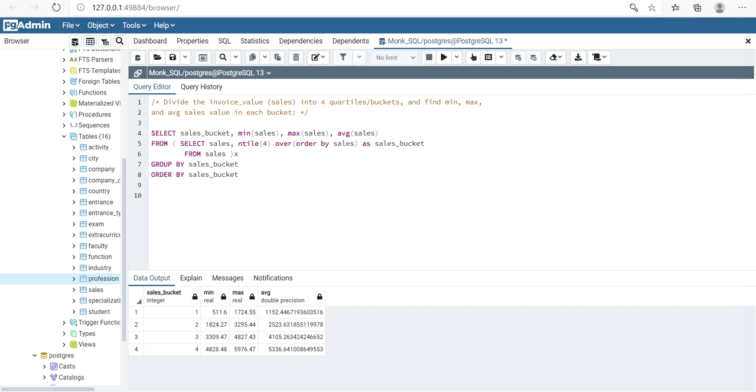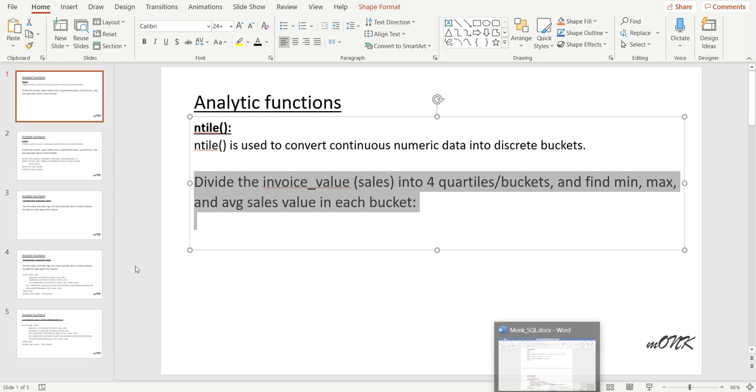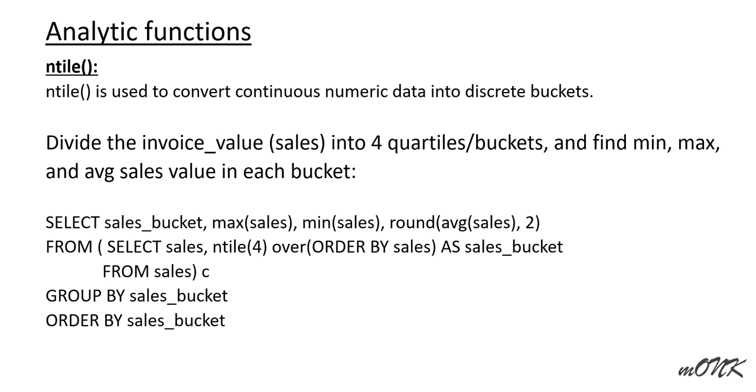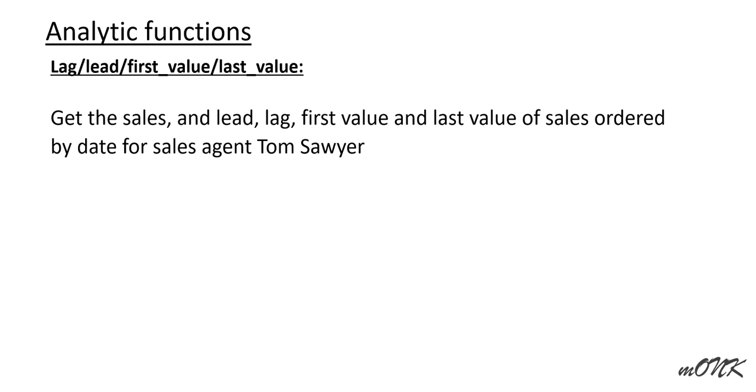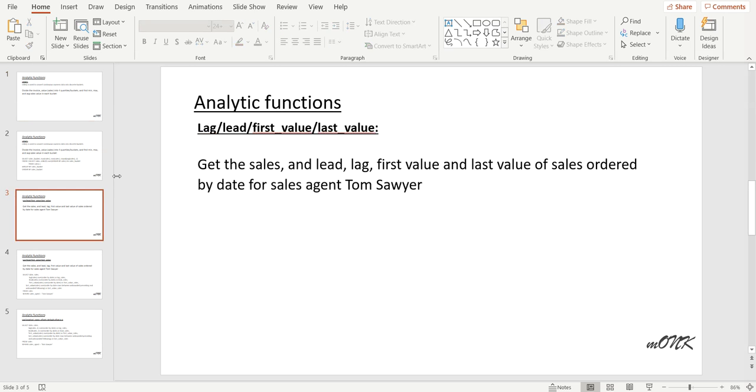Now we shall learn other analytic functions. Get the sales lead, lag, first value and last value of sales ordered by date for sales agent Tom Sawyer. So what are lead, lag, first value, last value? We shall learn.